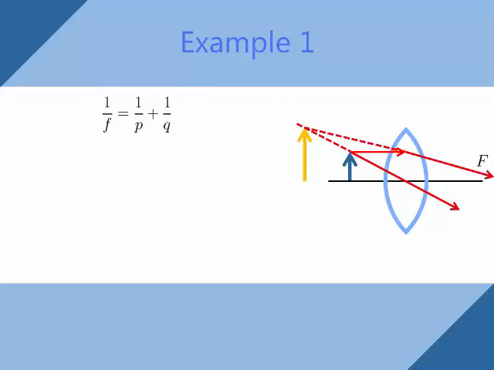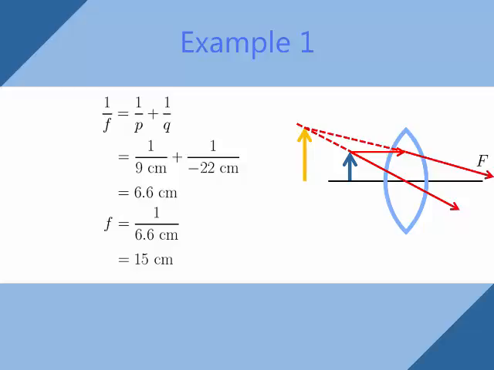Using the lens equation, we plug in 9 centimeters and negative 22 centimeters to find that 1 over F is 6.6 centimeters. But again, this is just 1 over F. We need to take the reciprocal to find that F is 15 centimeters.